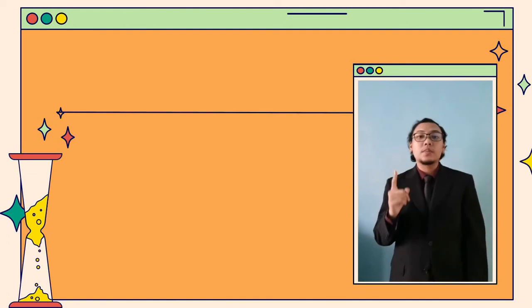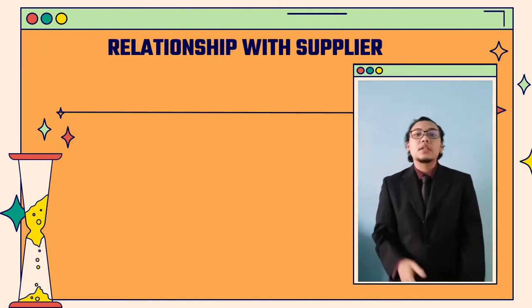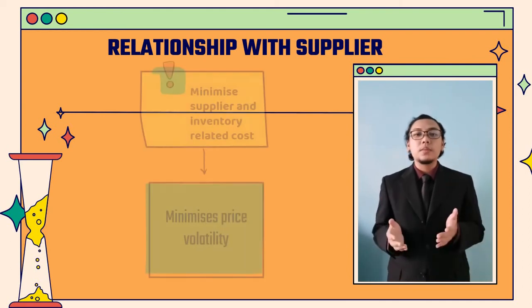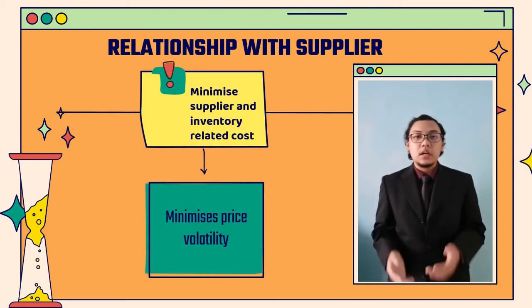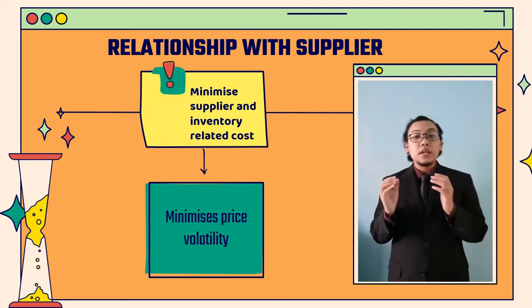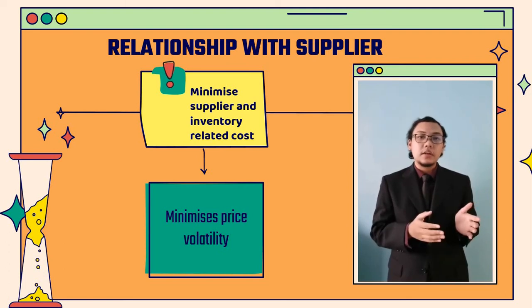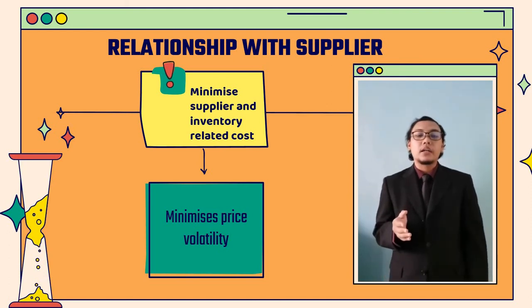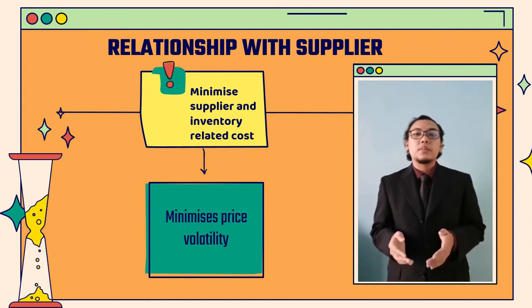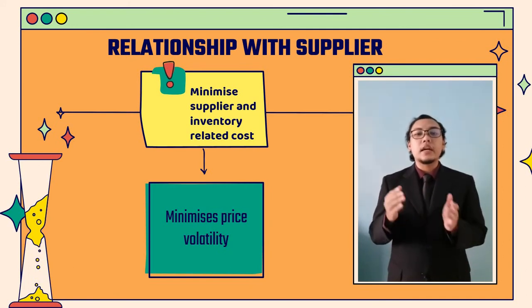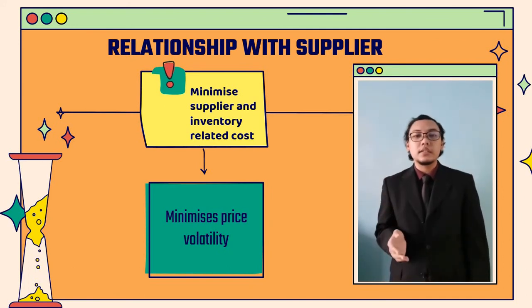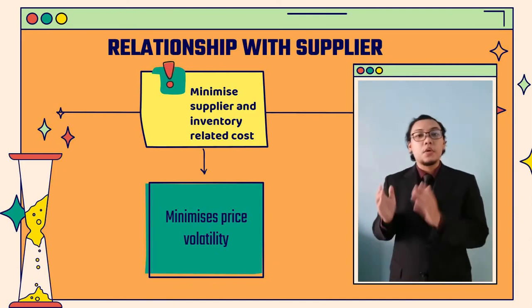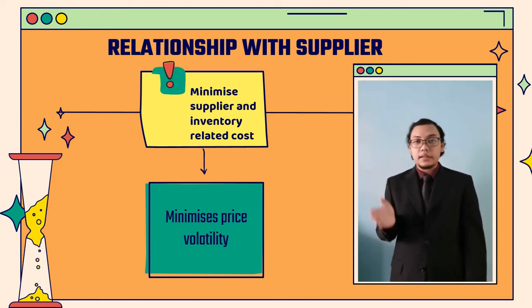Okay, first, I will explain the relationship with supplier. A collaborative relationship with a supplier can help to minimize supplier and inventory related costs. One way is by minimizing price volatility. An increase in the volatility of commodity prices can affect the product prices in the market. Therefore, by adopting the principle of supplier relationship management, an organization can minimize the price volatility impact by taking advantage of fixed pricing or scale increases in exchange for a long-term contract or minimum order level. Thus, this will directly or indirectly minimize the supplier and inventory related costs.